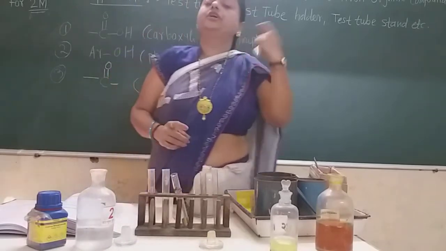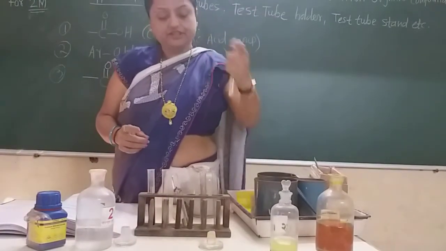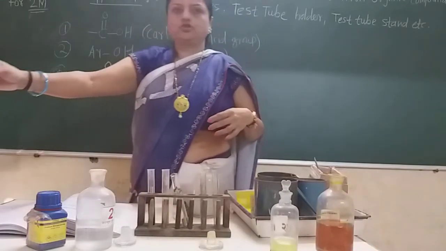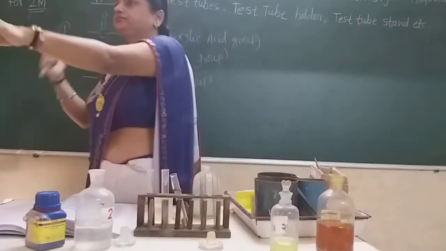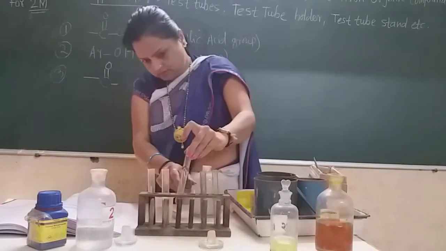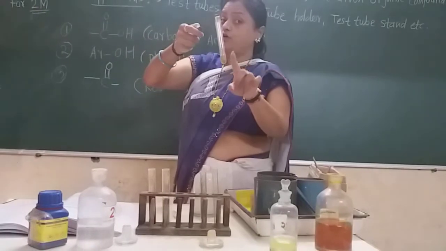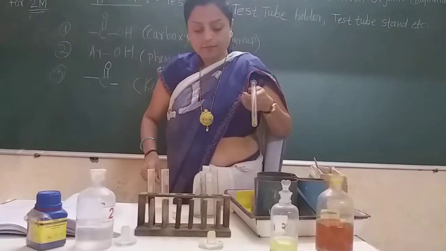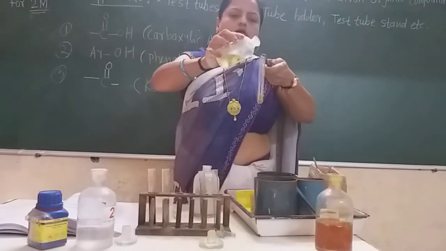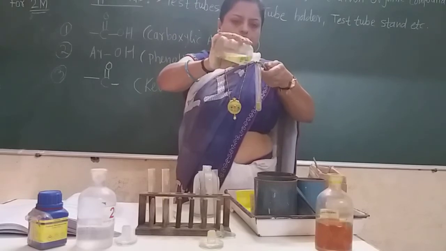We have to test here whether the amino group is present or not in the given organic compound, whether it is a basic compound or not. Now this is the solution of beta naphthol. Now take this, and this is the given organic compound. We have to test whether this compound contains the amino group or not. First add concentrated HCl here. Now this is the concentrated hydrochloric acid, a few drops of that.